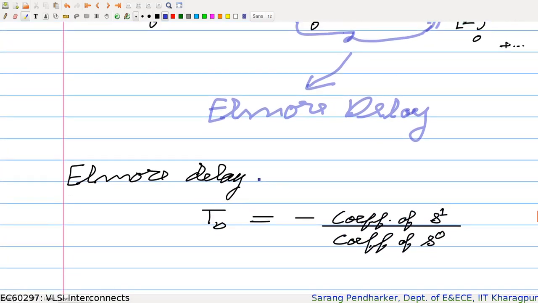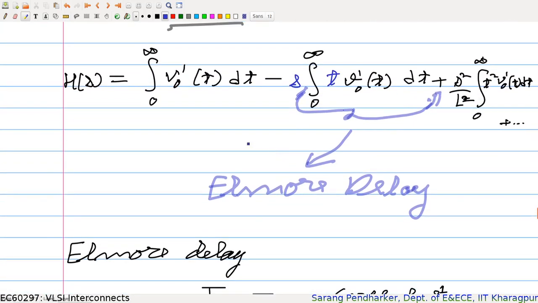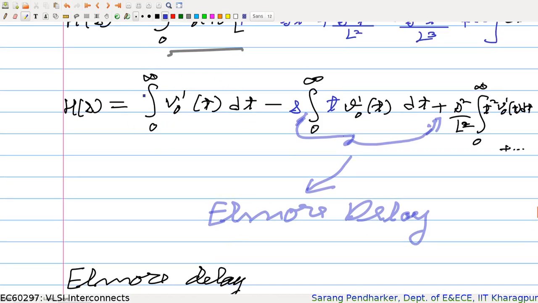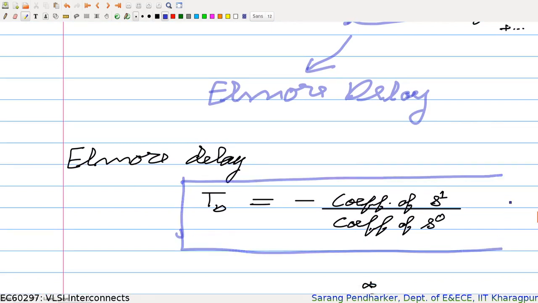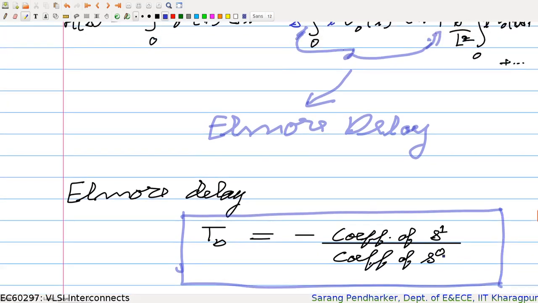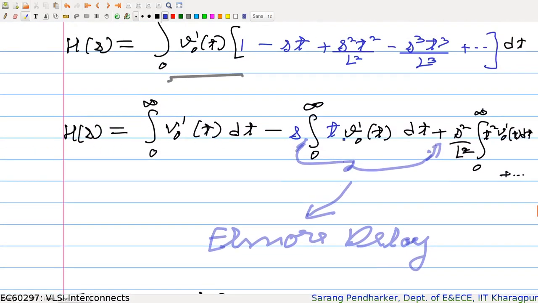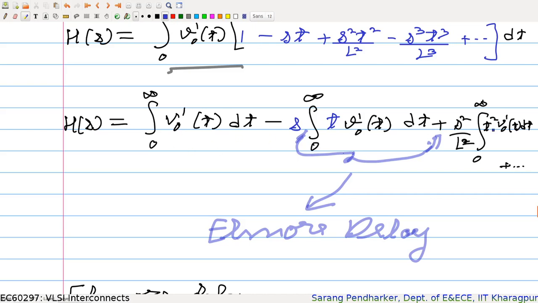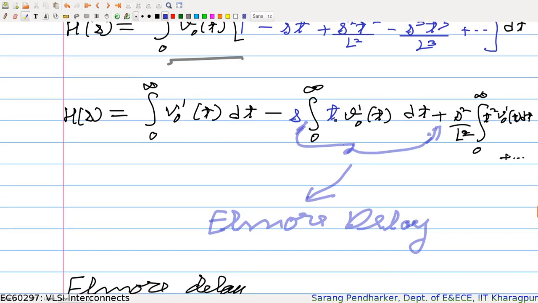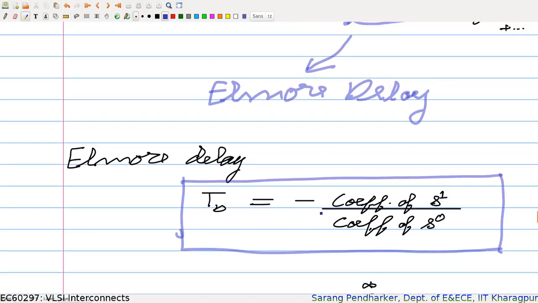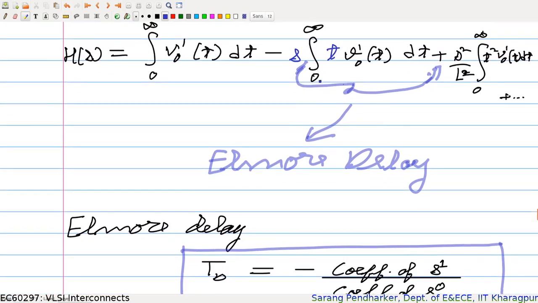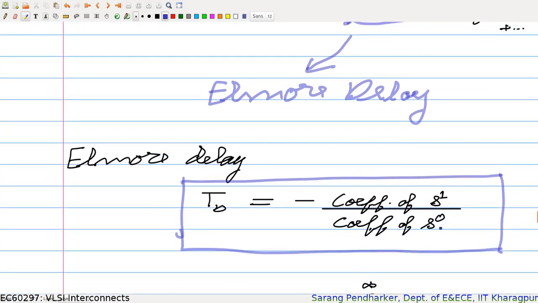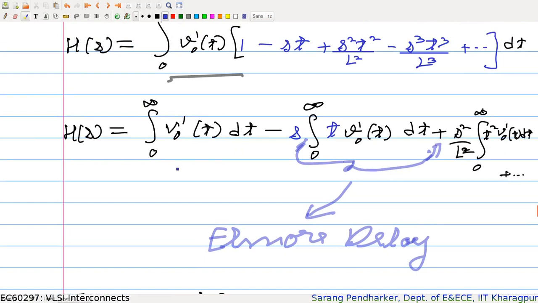So Elmore delay, then, you can define in general. If this is not equal to 1, then you will have to define it as minus the coefficient of s to the power 1 divided by the coefficient of s to the power 0. So you have this h of s expanded as a polynomial of s. You take minus the coefficient of s to the power 1, divided by the coefficient of s to the power 0, that is the constant coefficient.